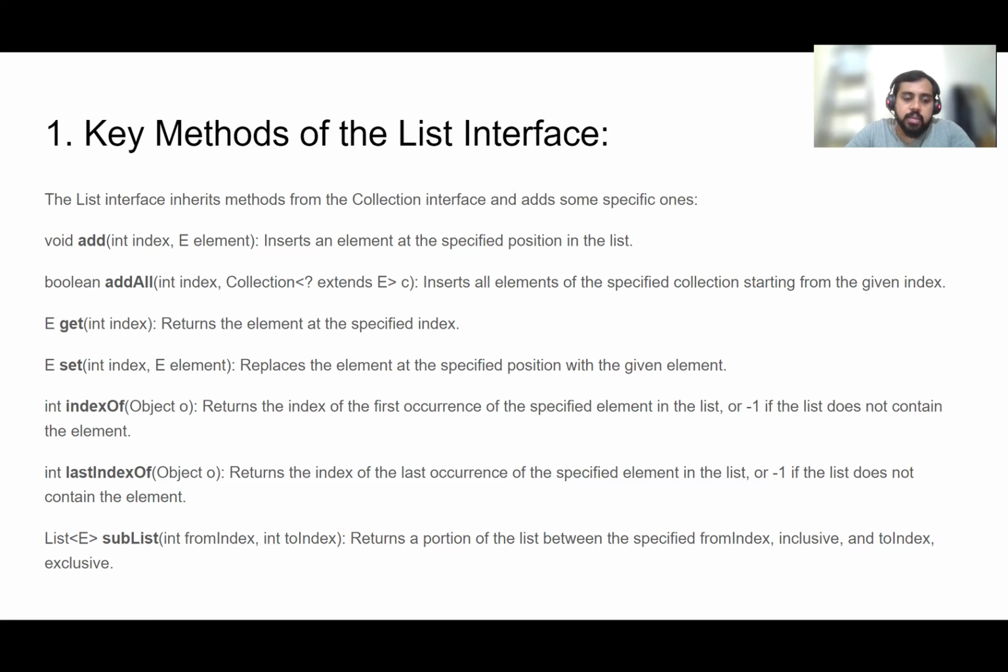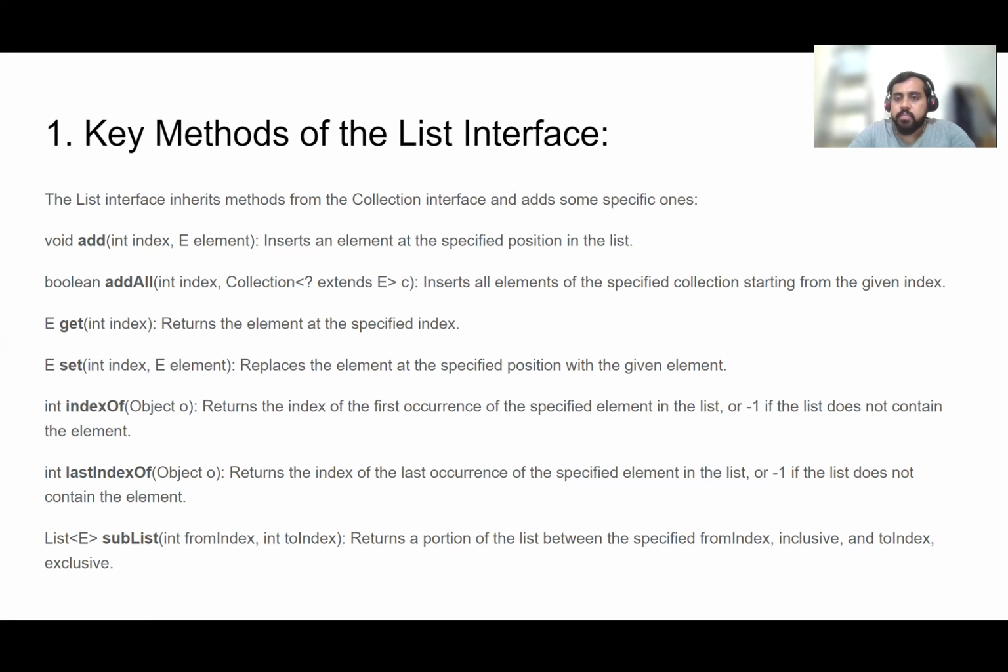Okay. So subList takes two parameters, fromIndex and toIndex. It returns a portion of the list between the specified indexes. Here, fromIndex is inclusive and toIndex is exclusive.